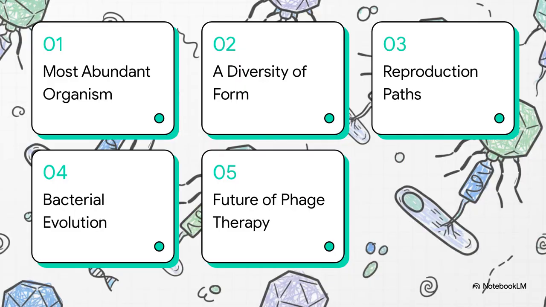So here's our plan for this explainer. We're going to start by really trying to grasp the sheer scale of phage abundance. Then, we'll take a look at their incredible variety of shapes and break down their two main ways of reproducing. We'll also dig into their massive role as drivers of bacterial evolution. And finally, we'll look ahead to the exciting future of phage therapy.